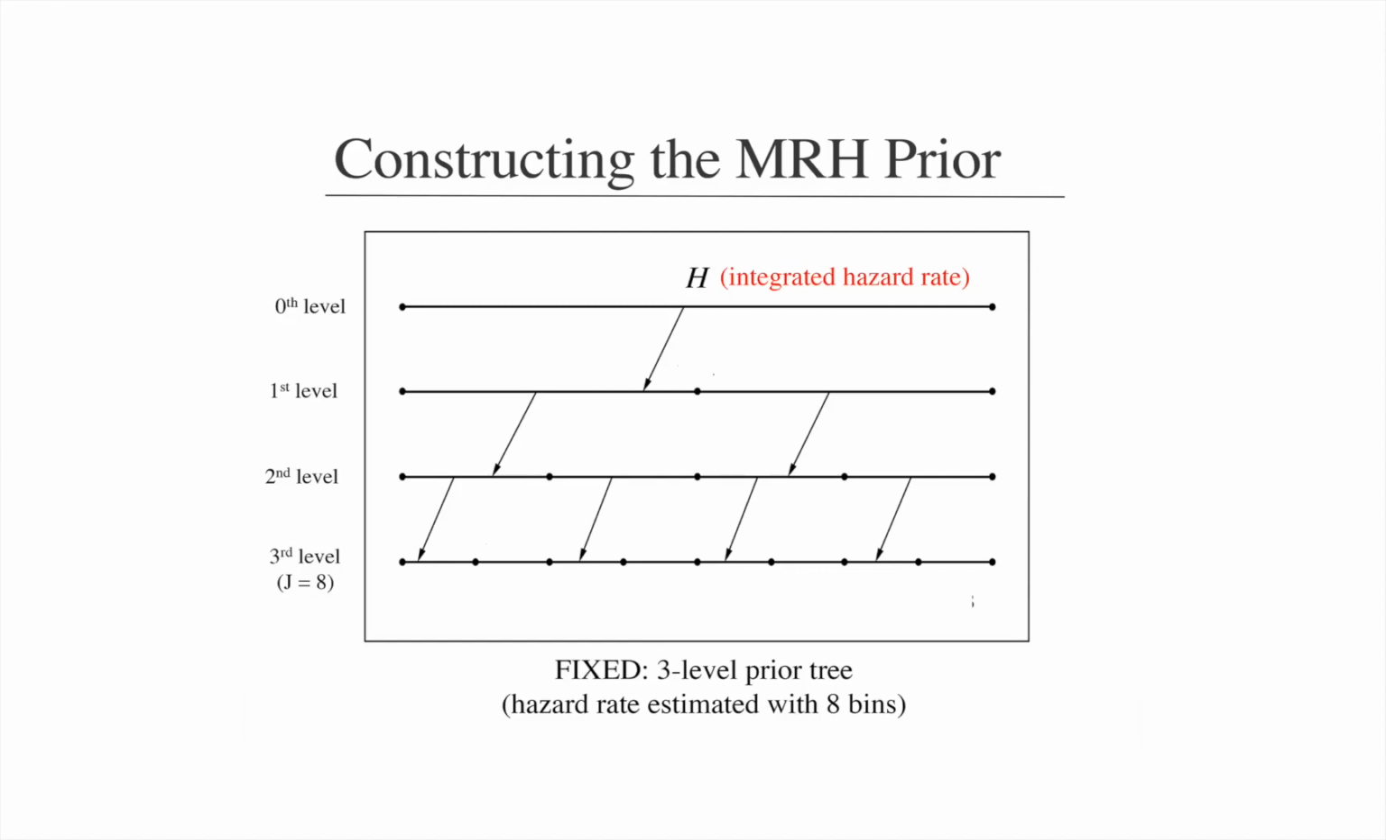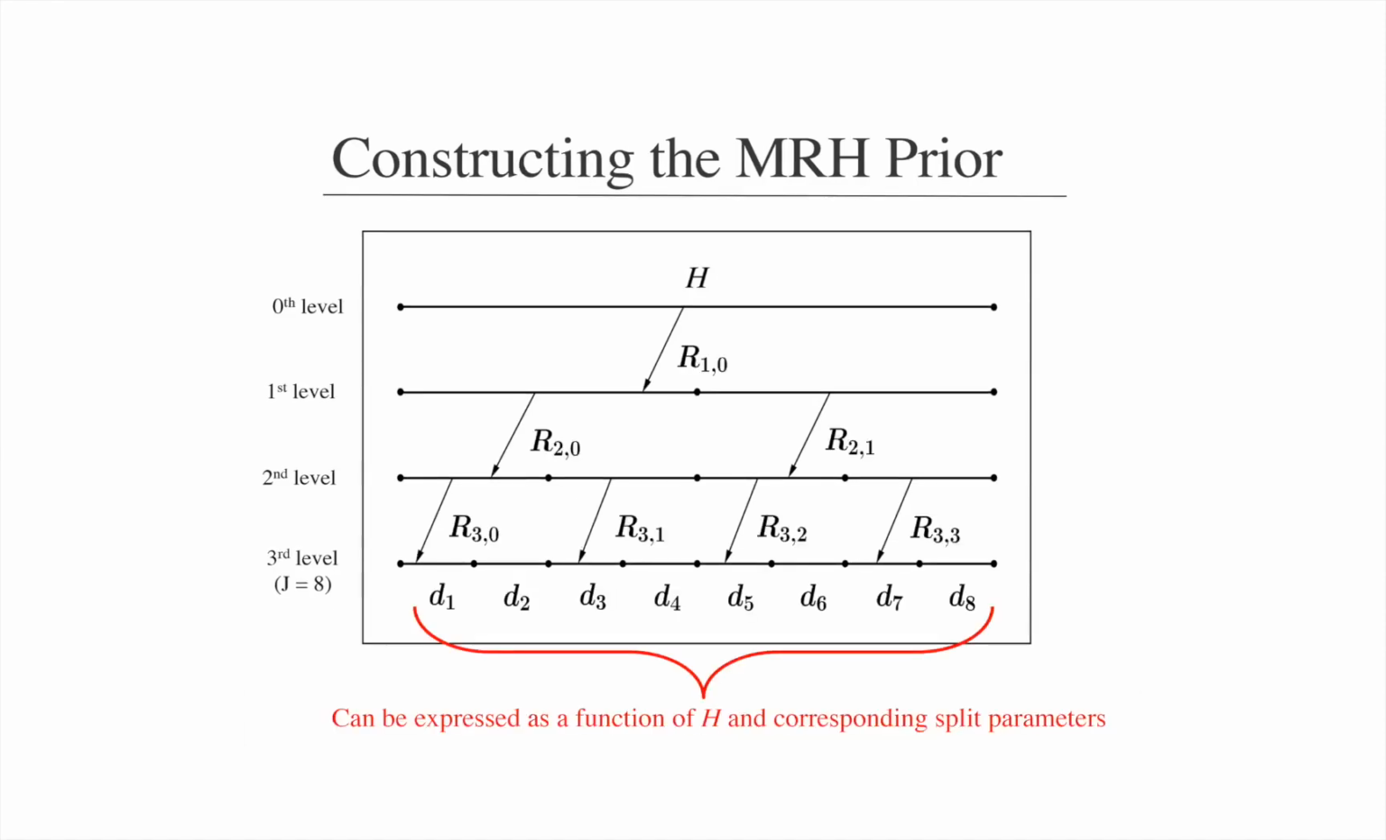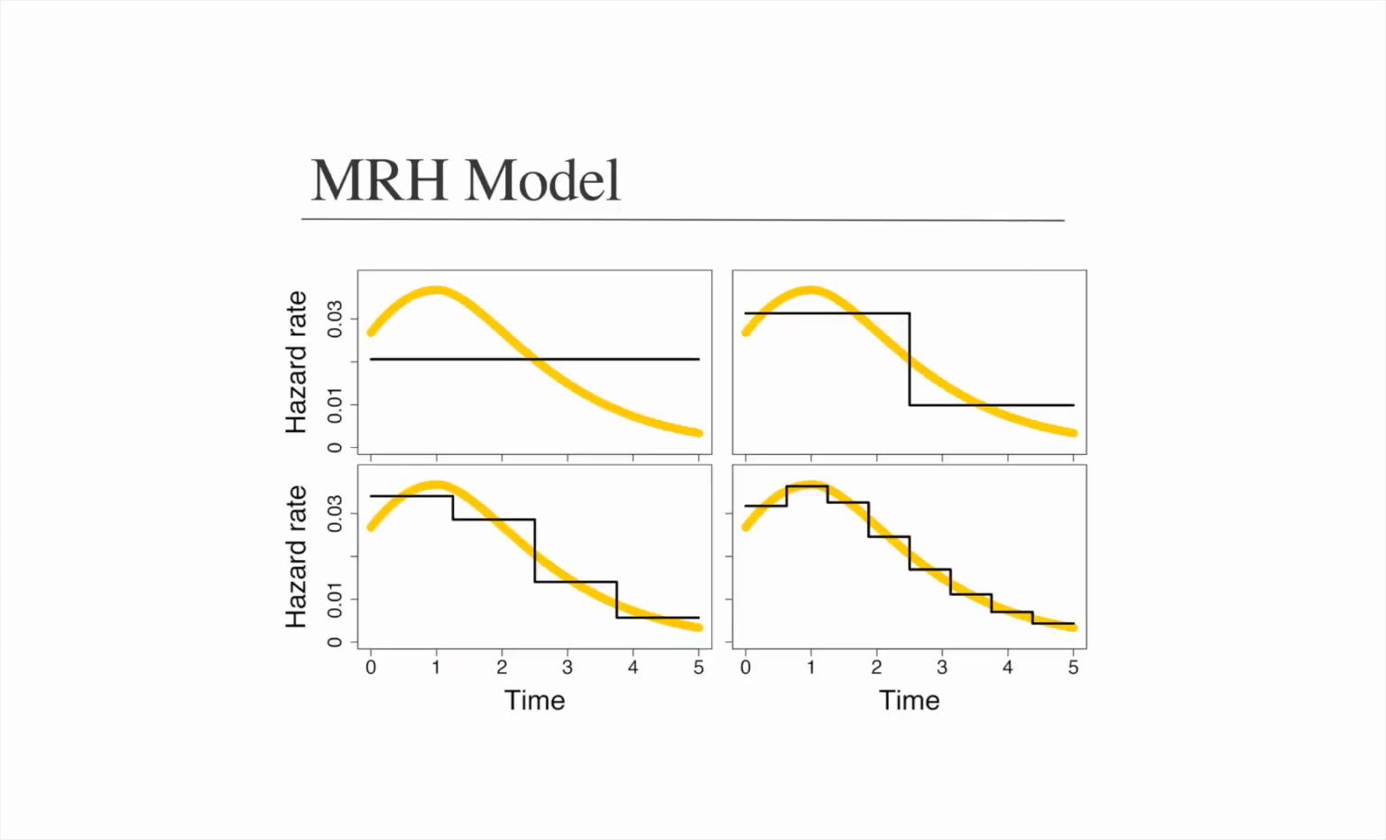We split this cumulative hazard over the course of the study with these split parameters, which are R10, R20, etc. Those will control the height of the hazard rate, and we estimate the values of these split parameters with the data. Then these Ds at the bottom are hazard increments within each bin. So there are 8 estimates here across the course of the study, and we can write these as a function of our cumulative hazard H and the split parameters. So what does that mean?